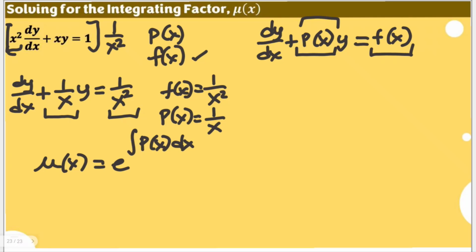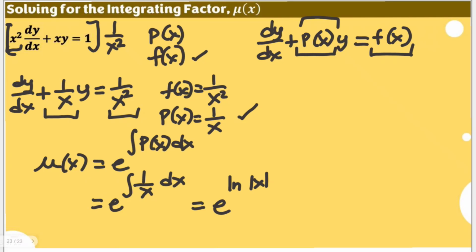This factor will be used later on in further solving this equation together with f of x. So we will have a separate video for that. But for the integrating factor, let's continue. This is e to the power of the integral of 1 over x, which is our p of x dx. So simply take the integral of our exponent. So you will have here, if you don't know the integral of 1 over x, that's actually e to the power of natural logarithm of the absolute value of x plus c.